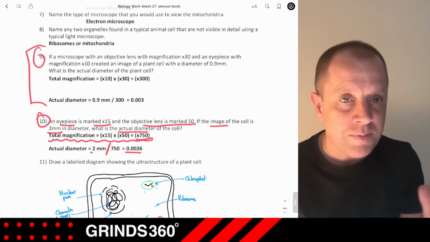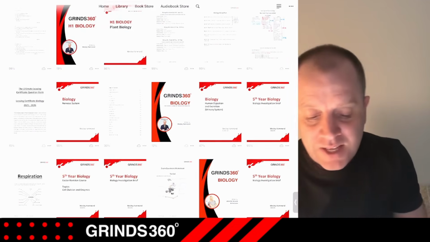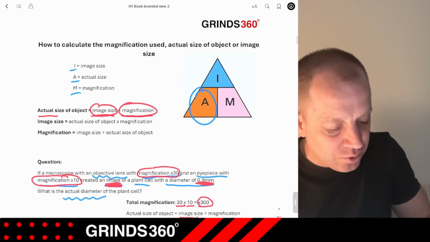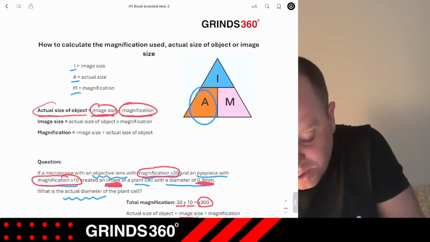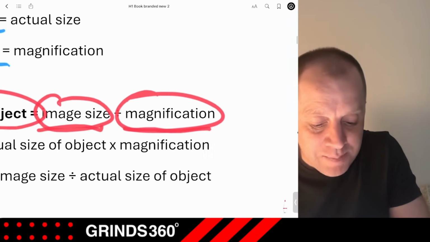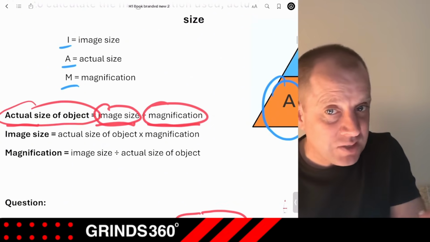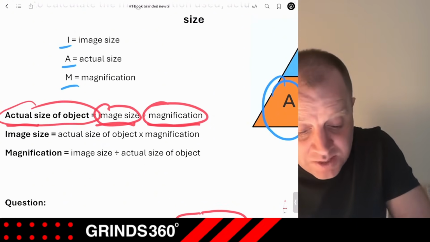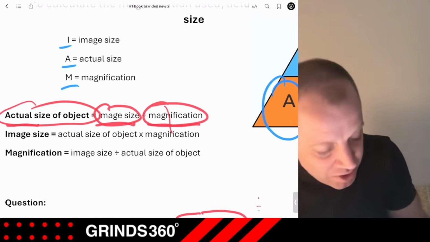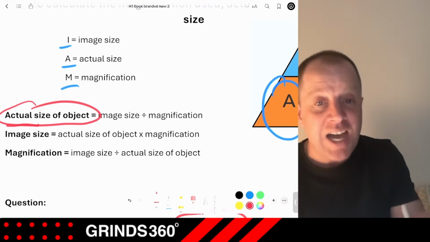But if you've not done them before, they're difficult. So all you're going to do, one more time, if you want to find the actual size of the cell that you're viewing, what's its size in real life? The image will be given to you in the question, and the magnification. You might have to multiply the numbers of the two lenses, but all you have to do then is the image divided by the magnification, and that's how you find the actual size.